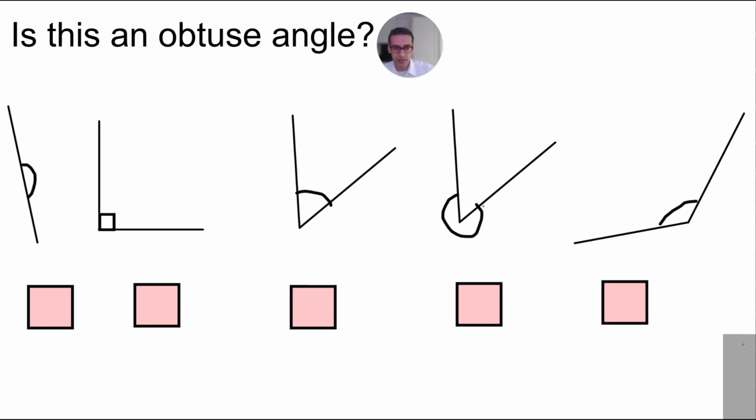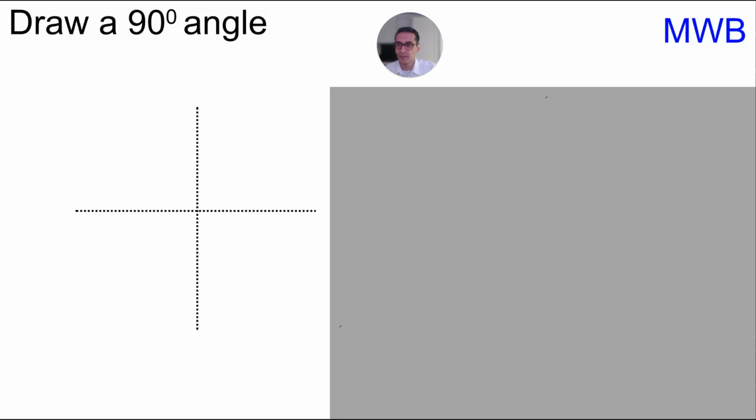You can see from the previous page, we've discussed a lot of these already. So this is not obtuse, that's a straight angle. This is a right angle. This is an acute angle. This is a reflex angle. This is the only obtuse angle that we have.